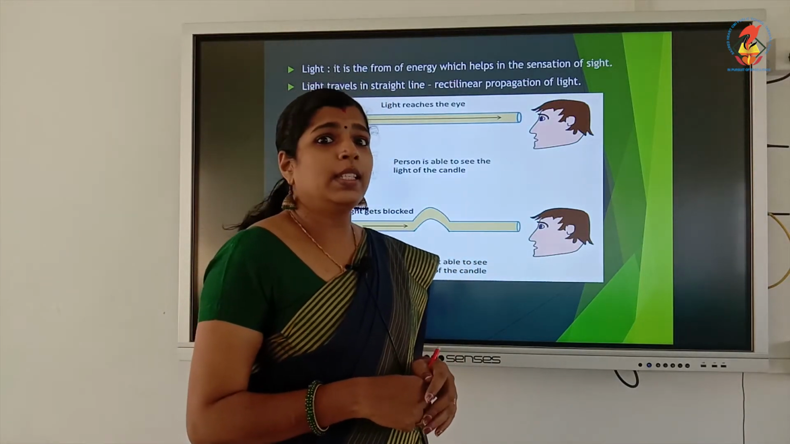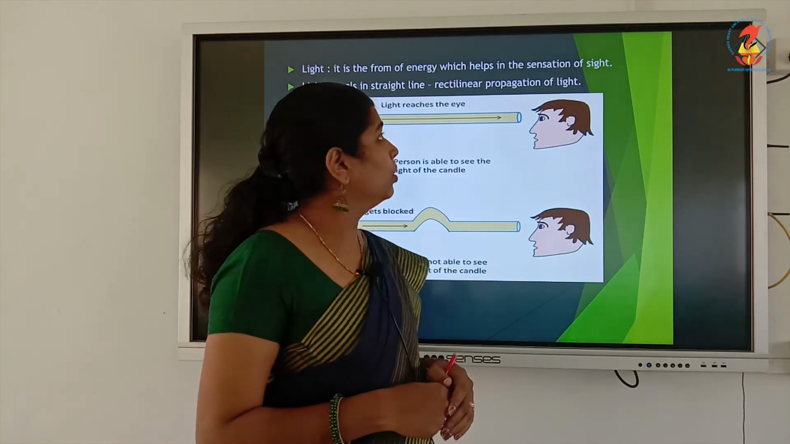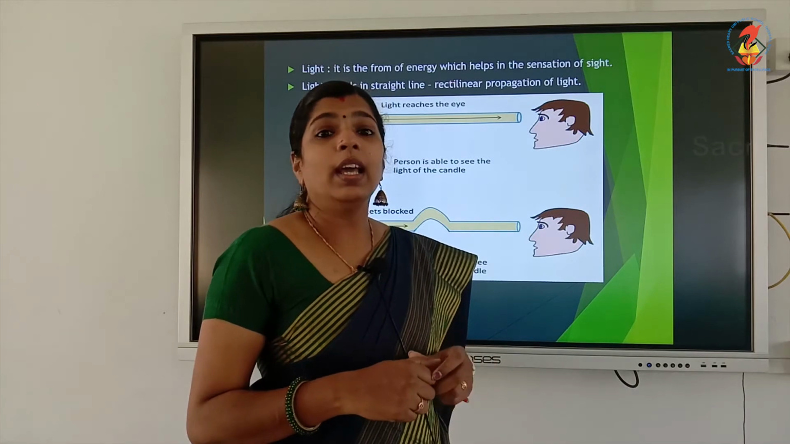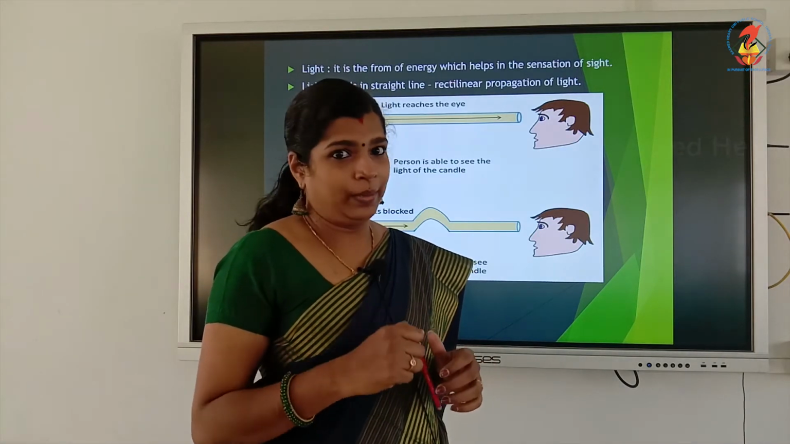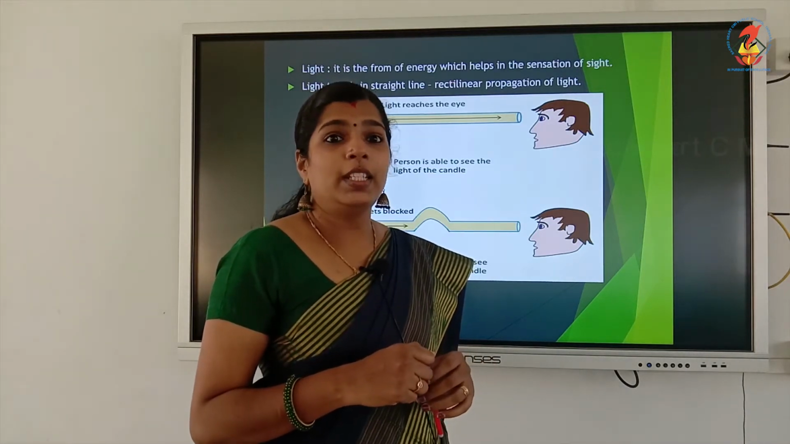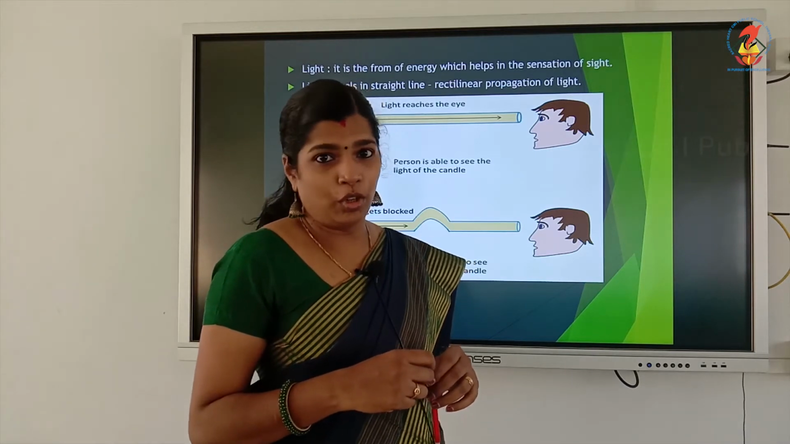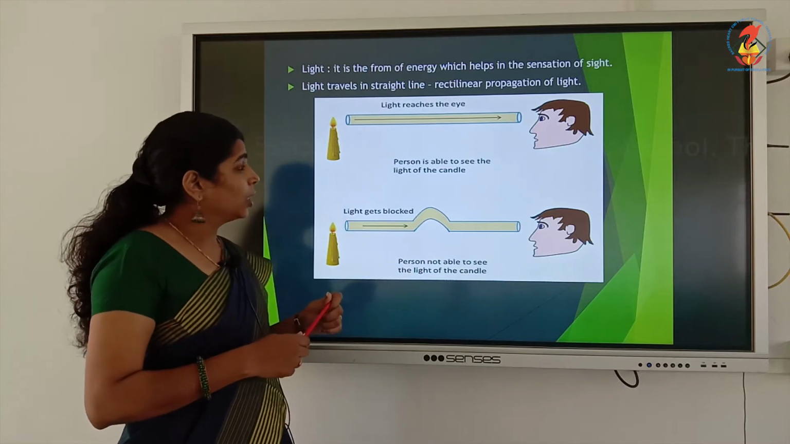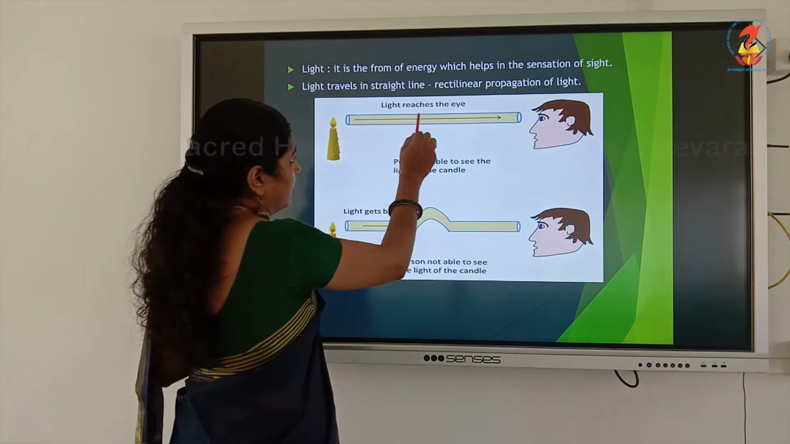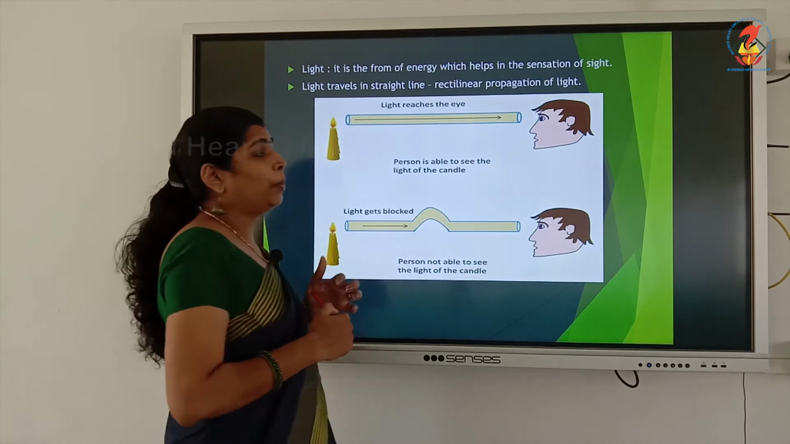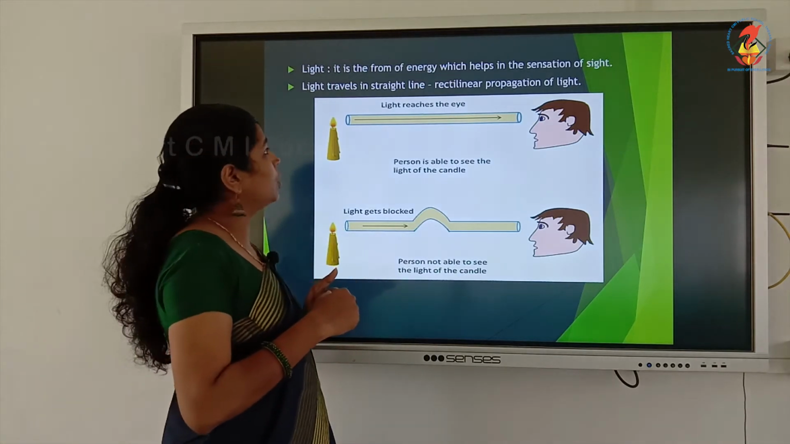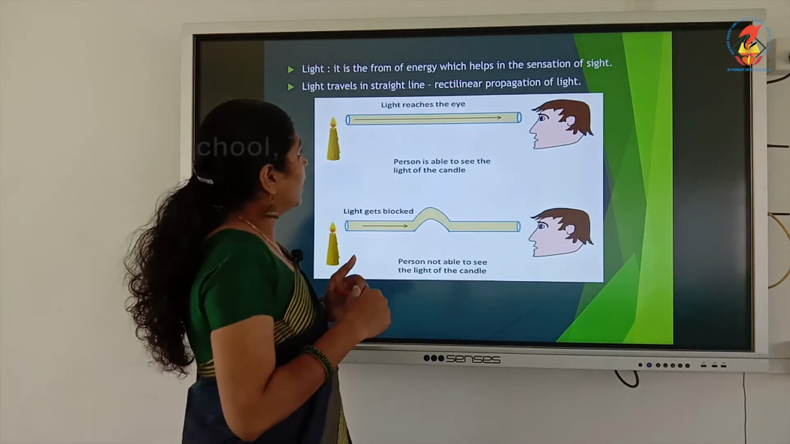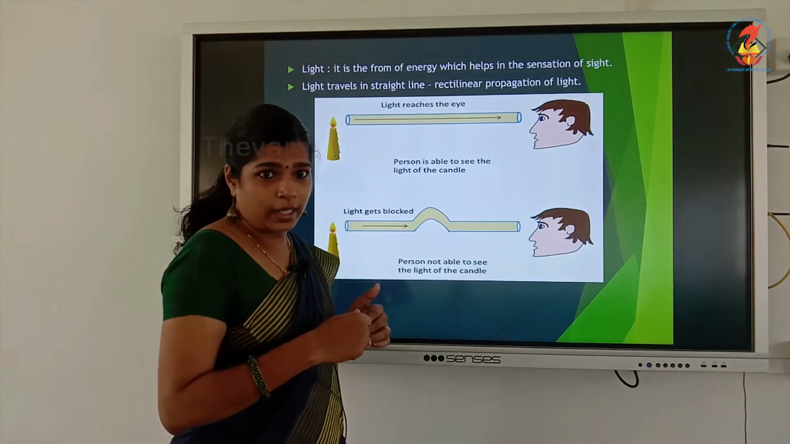Then in class 6 and class 7, you studied about the rectilinear propagation of light. That means the light travels in a straight line. That is known as rectilinear propagation of light. An activity is given here: when you view through this tube, the light will pass through it and you will be able to see the candle flame. That means the light travels in a straight line.